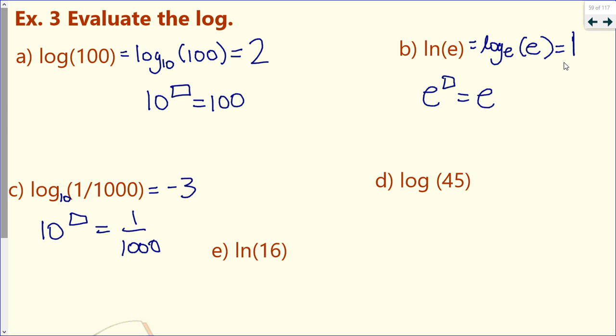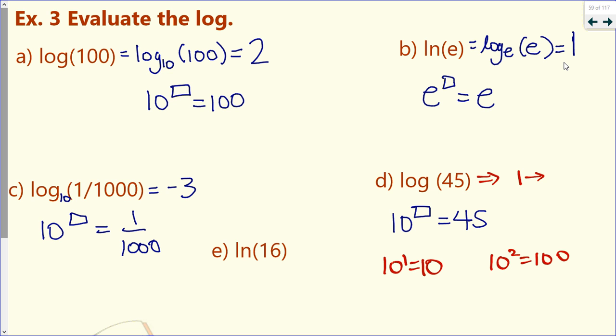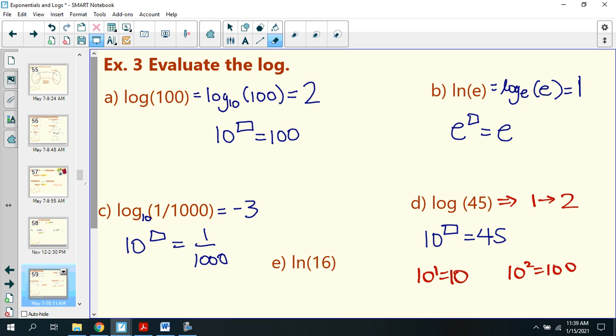Okay, so for D, it's 10 to what power is 45? Now we know if we're thinking about this, 10 to the first is 10, and 10 to the second is 100. 45 is somewhere in between there, between 10 and 100. So that means this log is going to be somewhere in between 1 and 2, because 10 to the 1 is 10 and 10 squared is 100. Since we don't know exactly what it will be, we're going to use our calculator. So I'm going to bring up the calculator now.